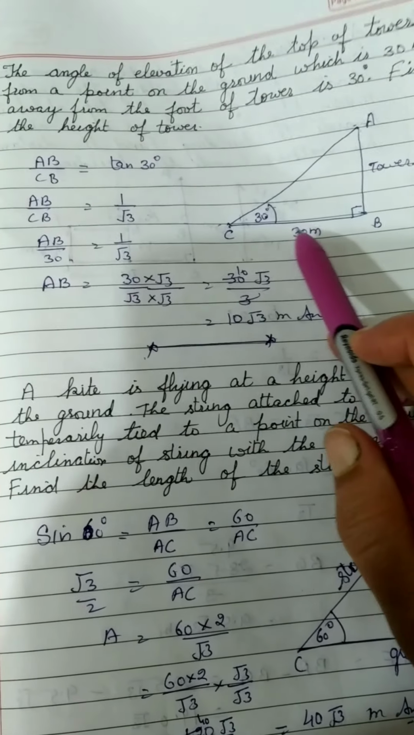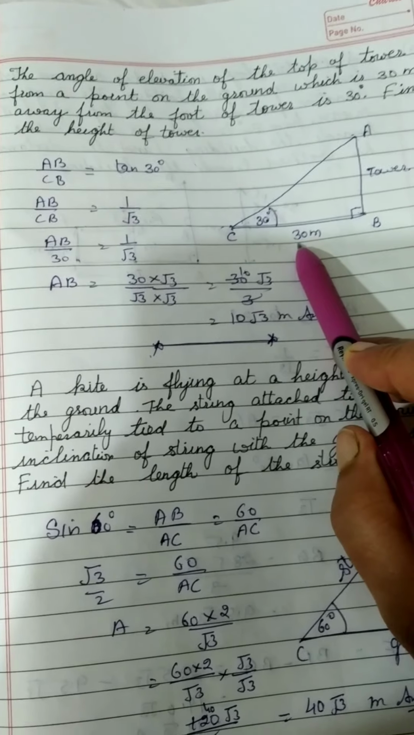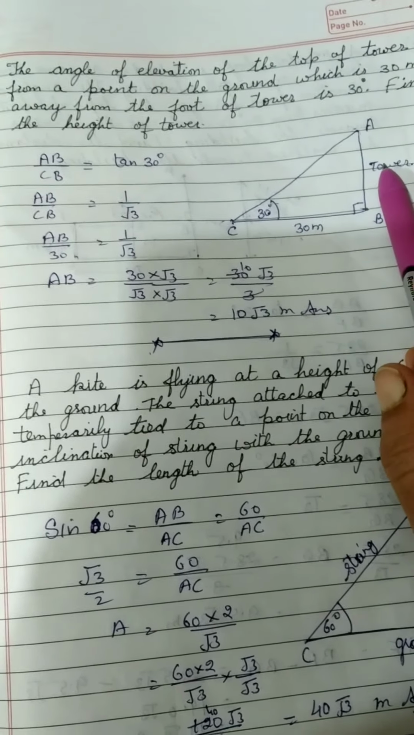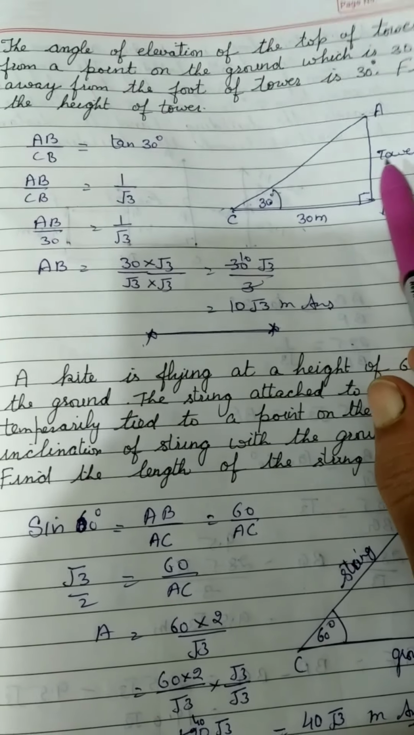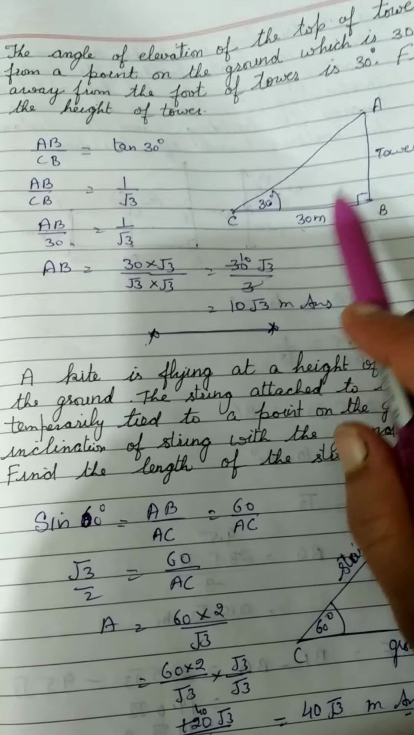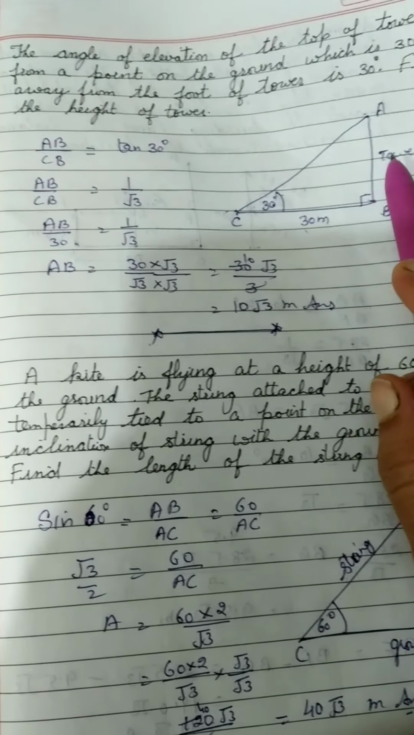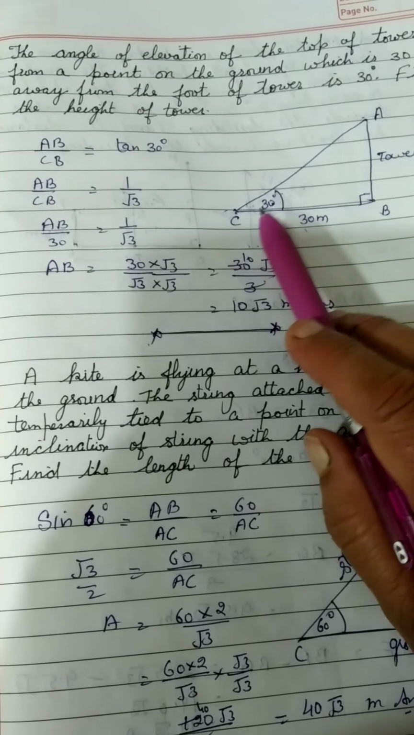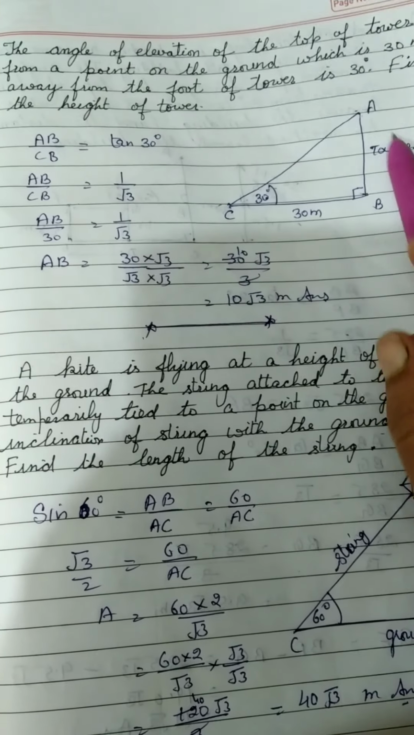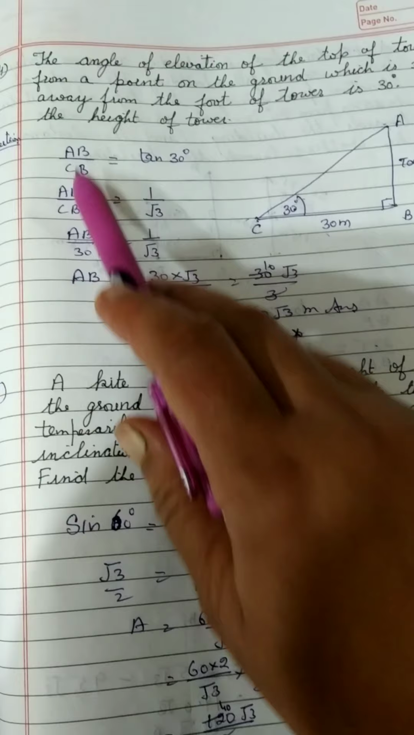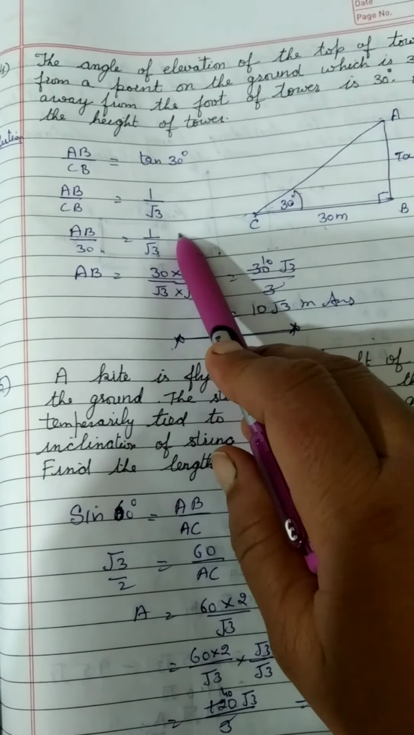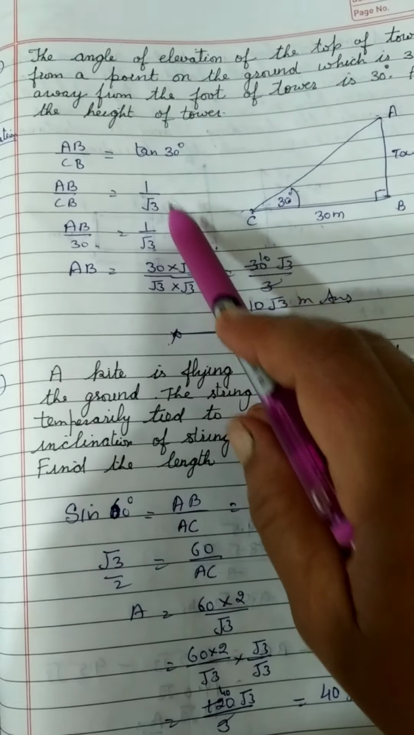Now base is given and we have to find the perpendicular. Then we will apply the trigonometric ratio satisfying this condition where we have perpendicular and base. Perpendicular upon base is tangent of the base angle. Therefore we apply here tan 30 is equal to AB upon BC. AB upon BC is equal to 1 by root 3, because tan 30 is 1 by root 3.